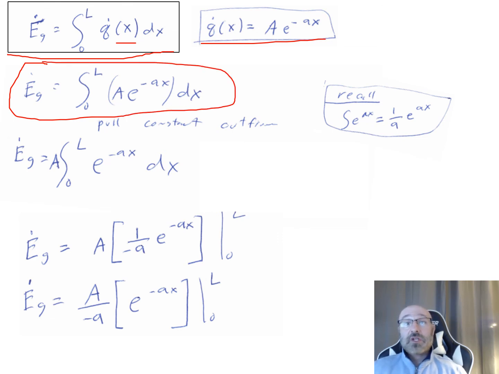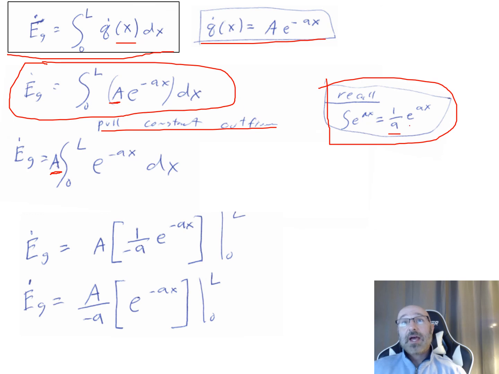Well, with any integration, the thing we want to do is pull out any constants out front of our integral. We know this A value here is a constant, so we can pull this out front. And then we're left with just the integral from 0 to L of e to the negative ax dx. We can go to a table of integrals, go back to our calculus book, look up a reference table, and recall that the integral of e to the ax is equal to 1 over a times e to the ax. So we can do that and plug it in now down here when we do out this problem.